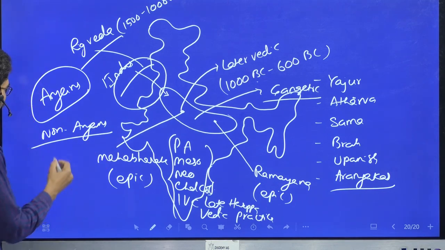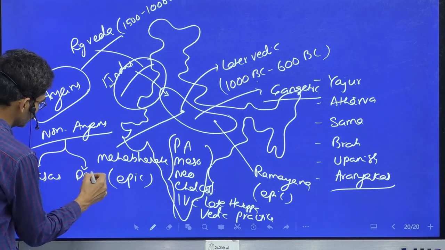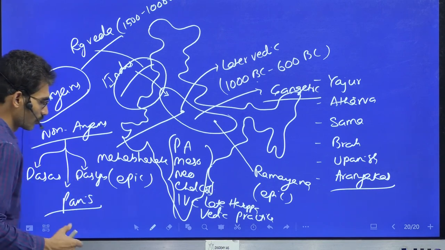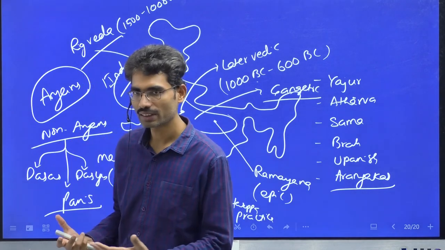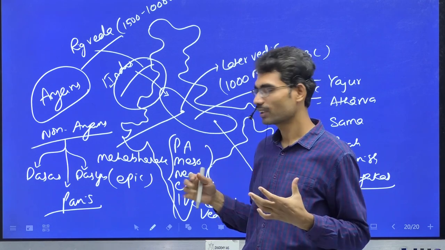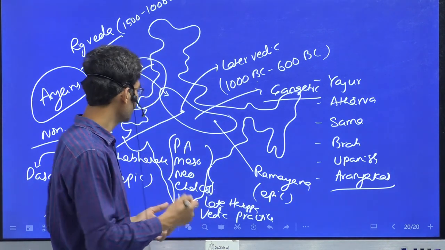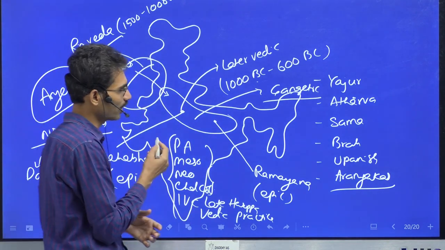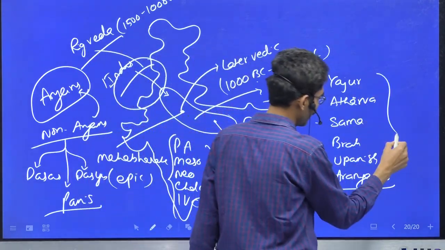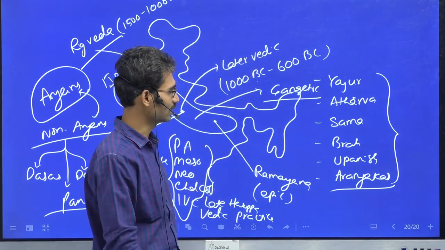Sometimes they have called non-Aryans Dasas, Dasyus, Panis, different names. Aryans have given different names to non-Aryans. But altogether, the Aryans were not isolated. Definitely non-Aryan ideas also entered into Aryan life. Rigvedic practices contain some of the influences of non-Aryan lives as well.